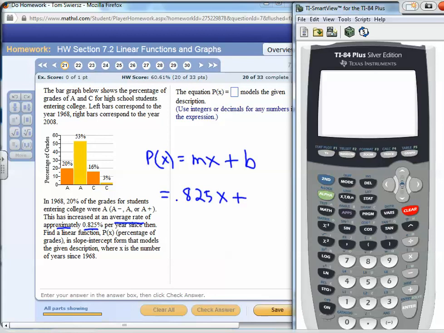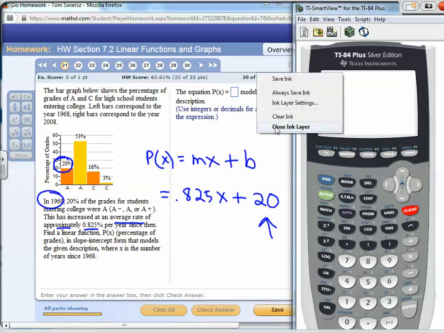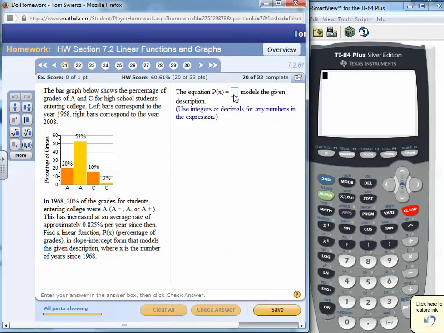And then the y-intercept is what we start at in 1968. In 1968, it's the orange bar, we're at 20%. So it would just be plus 20 is the starting point in the year 1968. And that's what they want there. They just want you to put in that entire equation. So the slope times x plus the y-intercept, or where it starts out at, which is 20%. Okay? So it's 0.825, which is given, x, remember you need x, plus the value at the starting point 1968, which was 20%.